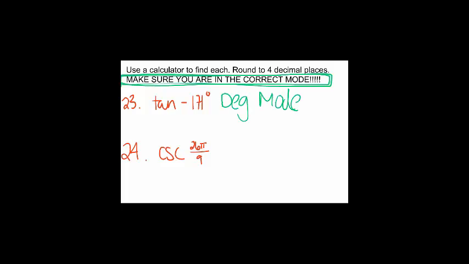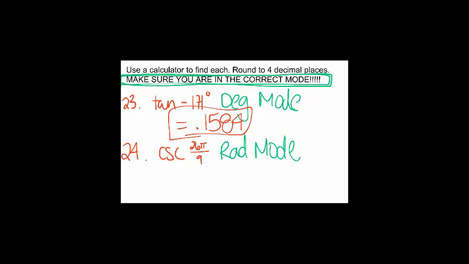But 24 has 26 pi over 9. That is definitely not, and I'm going to have to switch it back to radian mode to get this answer. Round it to 4 decimal places, we just type it in. So if I type in tangent of negative 171 in degree mode, I get, to 4 decimal places, 1584. Here's my answer.